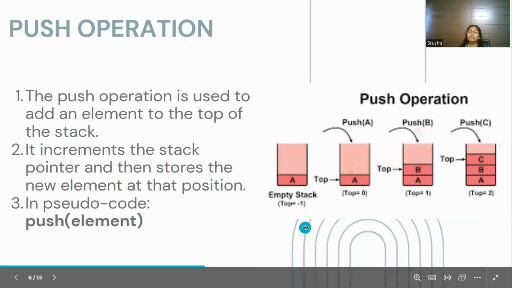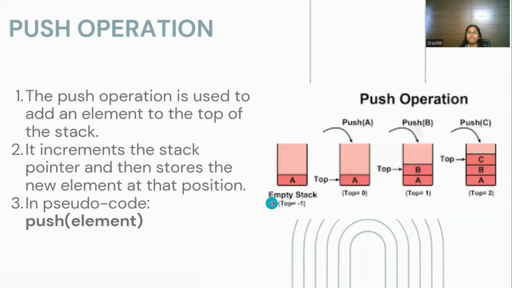In this diagram, you can see the functioning of the push operation. Here they have taken an empty stack with the top as -1. You increment it and you add a value to it and that becomes the top. Now the new top is 0. Now you add another element here, the top becomes 1. You keep incrementing it by 1 until the stack is filled.